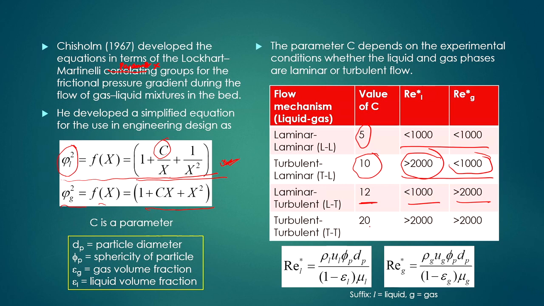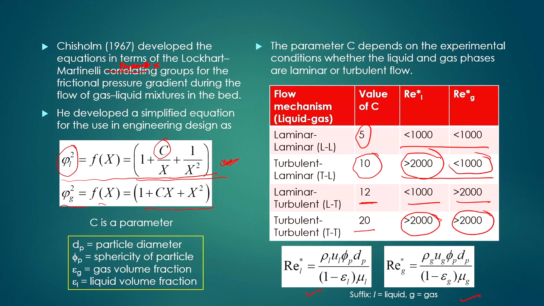In that case, the value of C will be equal to 20, and the Reynolds number in this case will be defined as greater than 2000. Based on that, the liquid and gas Reynolds numbers will be greater than 2000, where the Reynolds number for liquid and gas is defined by this equation.